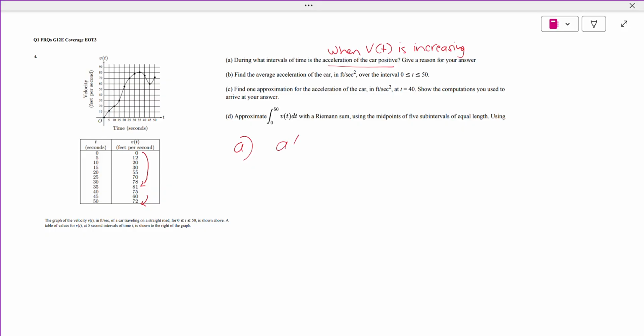A of t is positive on the first interval from 0 to 35 and 45 to 50. You can also find those two intervals from the graph, right? Why? What's the reason? We wrote it up because v of t is increasing on those two intervals.